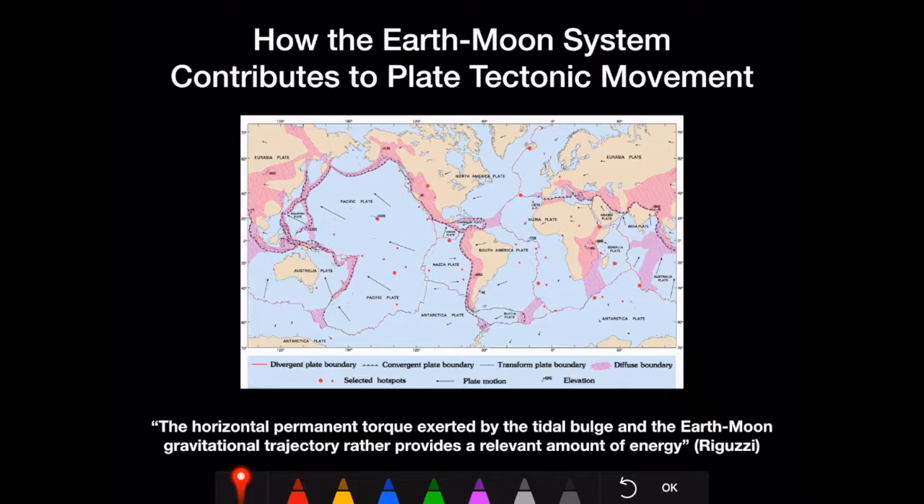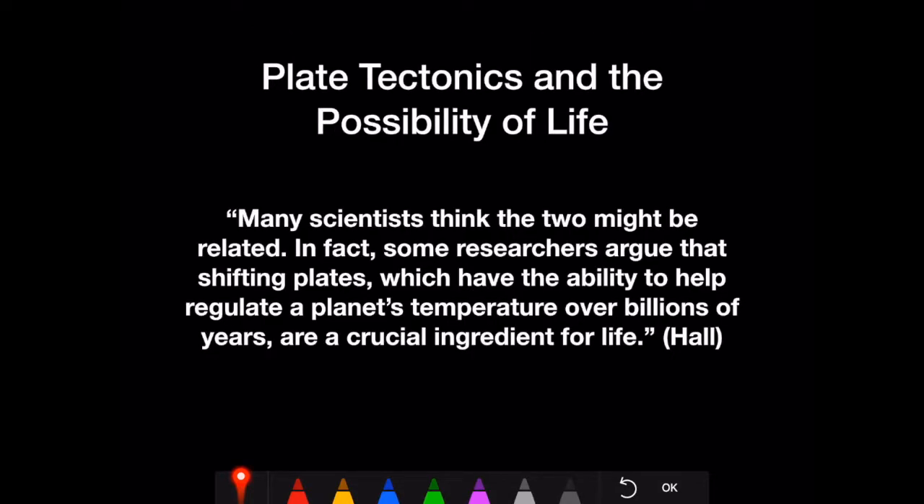Some people believe that it is causing the movement of these plates. And if you look at a lot of the plate movement, they're all moving in the same direction that the Earth rotates. See here? They're all moving, most of them, not all of them. This is sort of the evidence that is used to support this theory. Next, plate tectonics and the possibility of life.